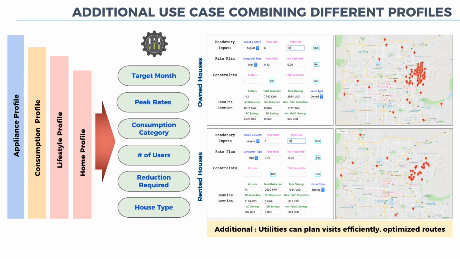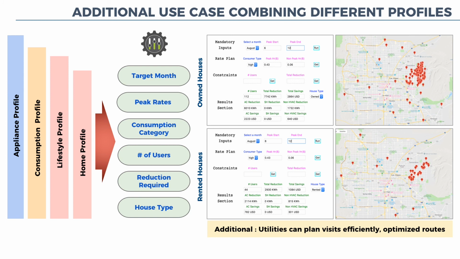But I can tell you, if you have a lot of inputs, you can create a lot of outputs as well. And those outputs are very much meaningful for a user. So this is one example which I'll take because I don't know how much time I have. So for different users, we have these profiles created just now. Like I know appliance profile, I know consumption profile, I know lifestyle profile, I know home profile.